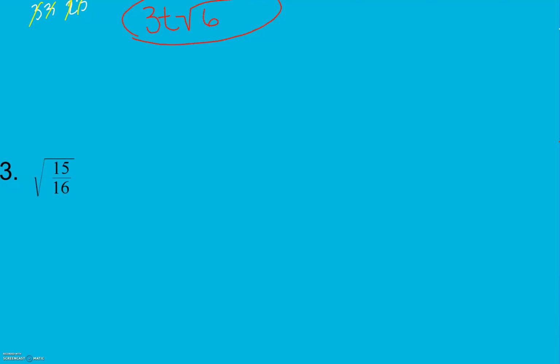Example 3 here. I'm going to split this up and take the square root of 15 divided by the square root of 16. Remember, anytime we have a fraction in a square root, we can split it up and make it the square root of a fraction of 2 square roots instead of a fraction in a square root.